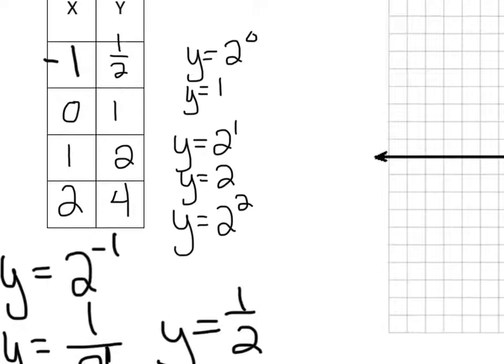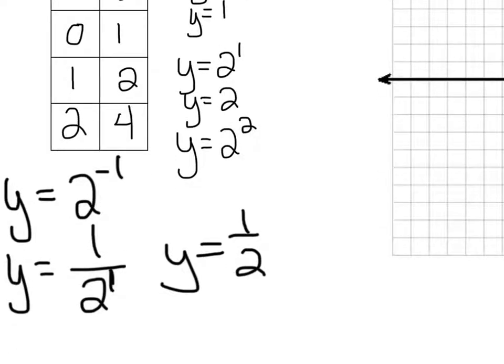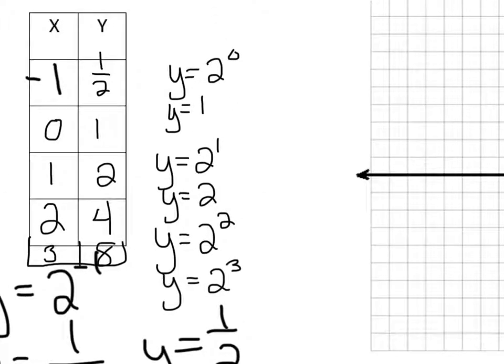And we're going to go ahead and create one more row here. I'm going to put in 3. So we're going to have y equals 2 to the third, 2 times 2 times 2, which is 8. So now we're going to take these points and we're going to graph them. So we start with -1 and 1/2.